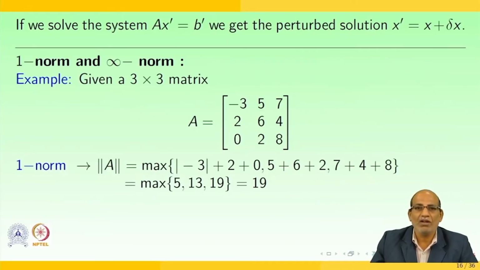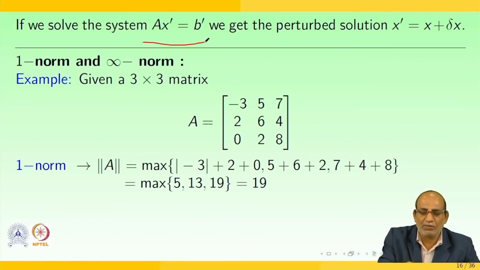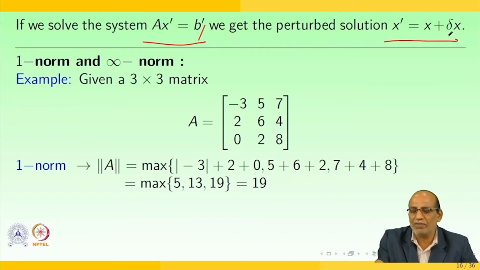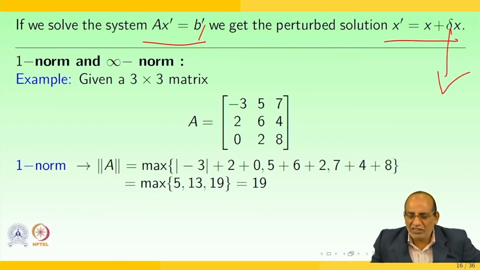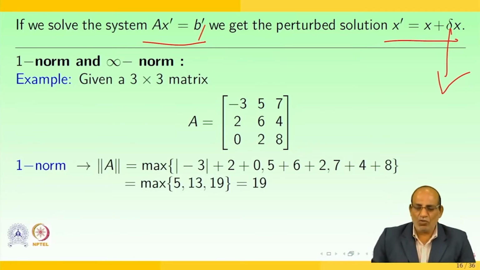Well, if you solve the system Ax prime is equal to B prime, then we get the perturbed solution x prime is equal to x plus delta x. So delta x is the small perturbation. Okay, so having had this ground, let us now quickly go into the importance of the norm. How do you compute the norm and what are the kinds of norms you have in numerical computations?